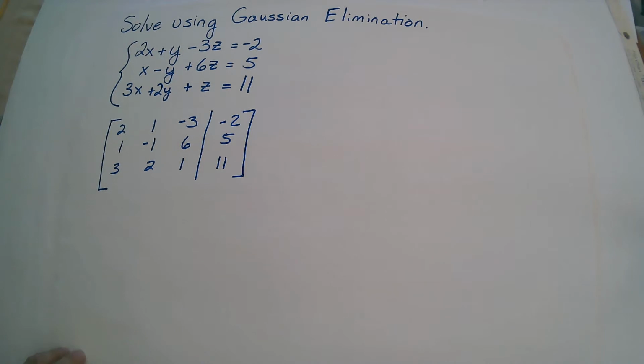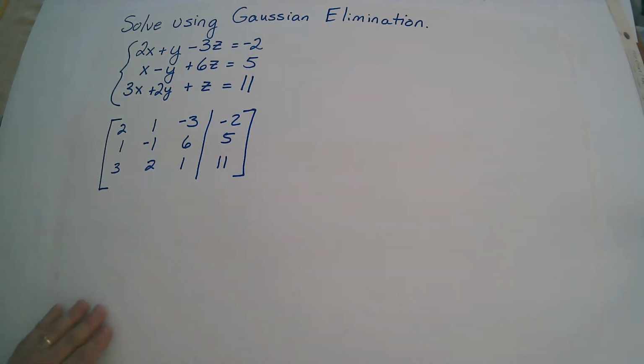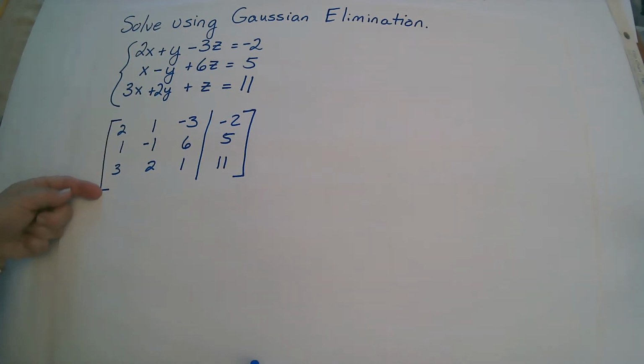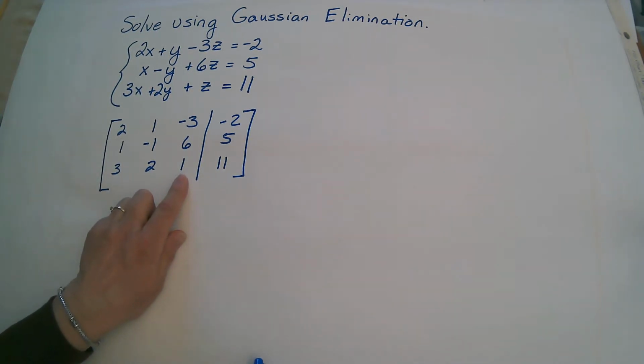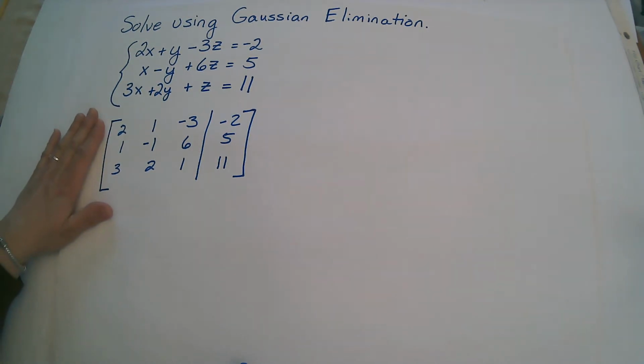And now we're going to be very systematic about transforming this into a matrix that's in row echelon form. Remember, the goal is to have a 1 here and zeros beneath, and then a 1 here and zeros beneath, and then a 1 here. And we're going to do those things in the order that I just stated them.